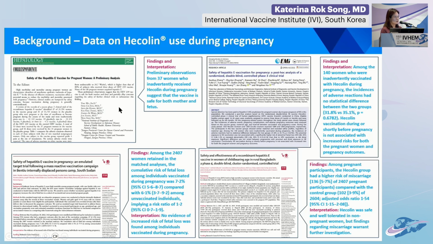More recently, there were publications of 2 important studies. One came from South Sudan, the other from Bangladesh. For the South Sudan study, they conducted a large-scale vaccination campaign in a refugee camp and did not exclude pregnant women from being vaccinated. So they were able to have the pregnancy outcomes of this vaccine. There was no evidence of increased risk of fetal loss and adverse pregnancy outcomes.